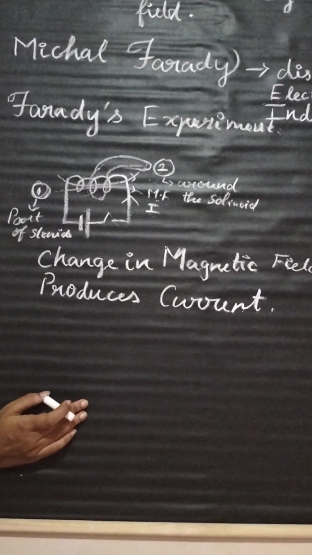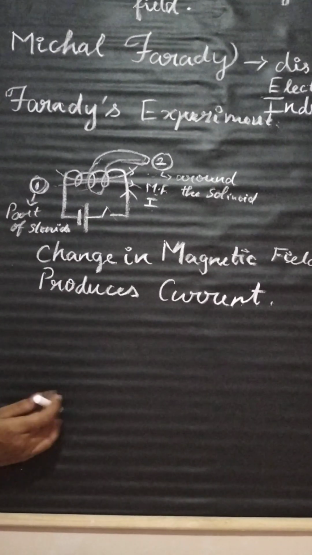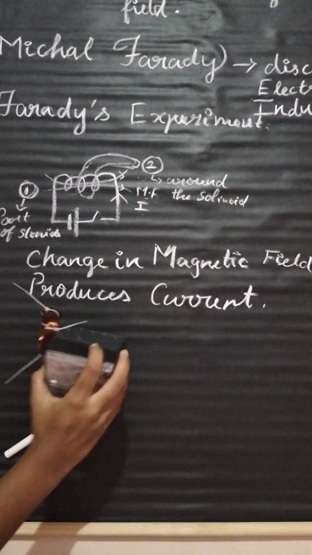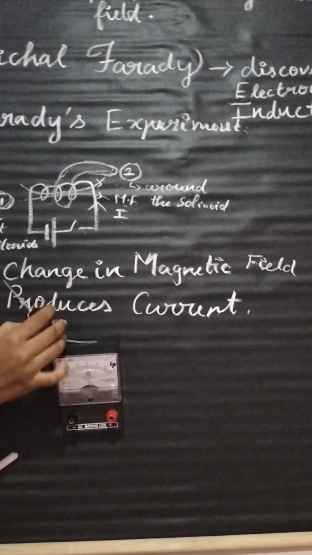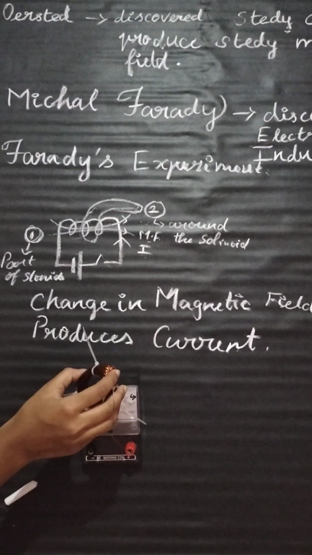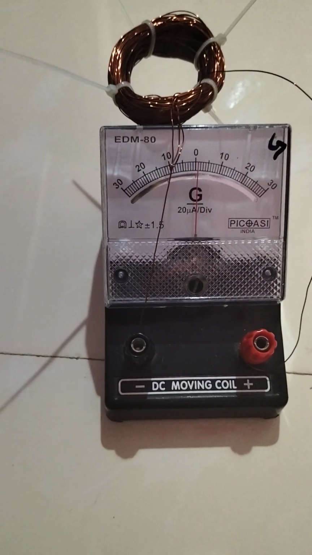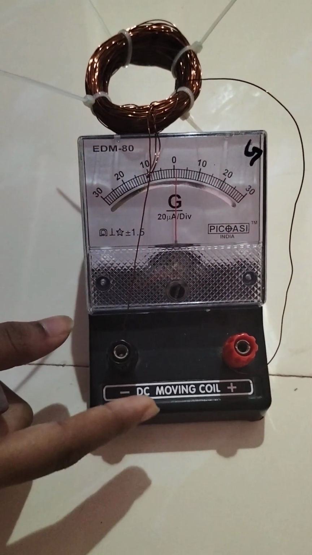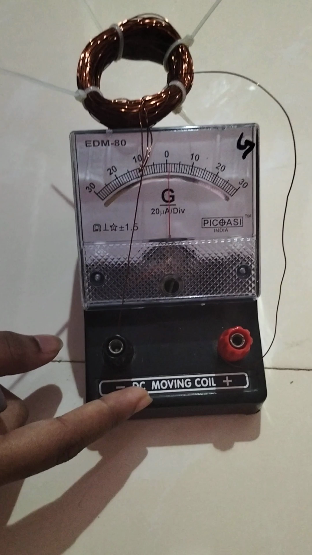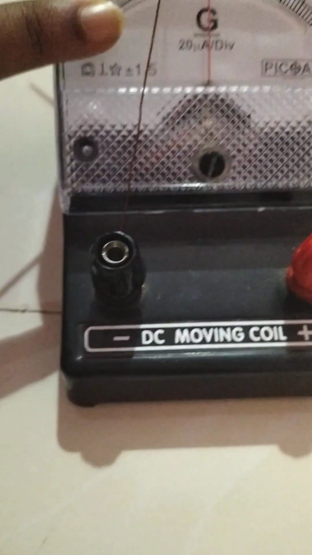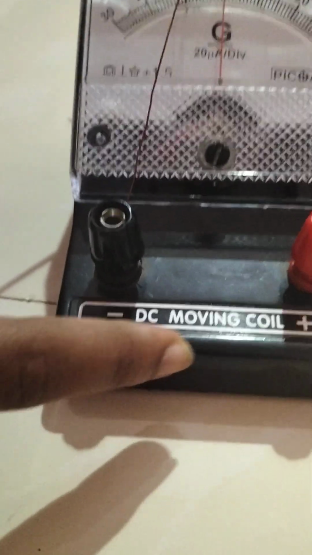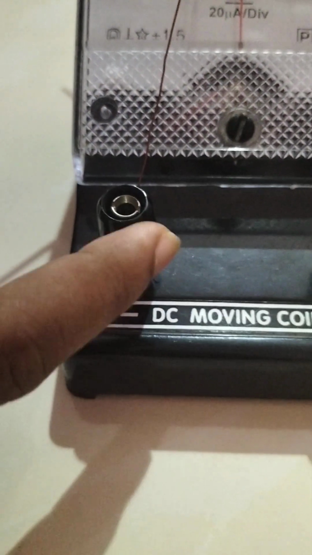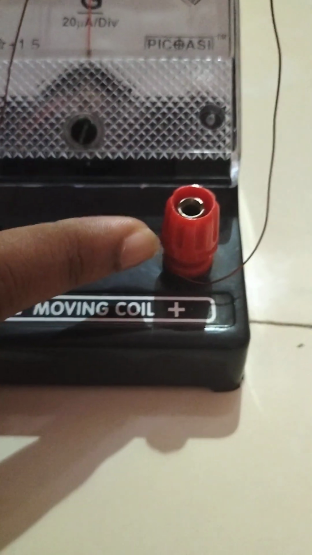He also used another experiment using a galvanometer. Now Faraday took an experiment using a galvanometer. This is the galvanometer. There is a DC moving coil. This one is minus, and this one is plus.